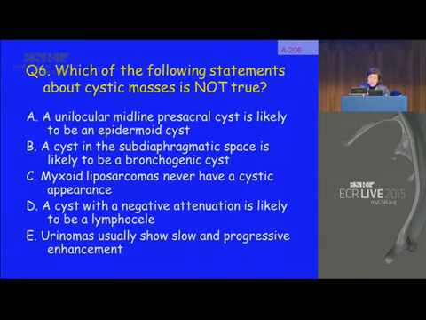We move now to cystic masses. Which of the following statements is not true? A, a unilocular midline presacral cyst is likely to be an epidermoid cyst. B, a cyst in the subdiaphragmatic space is likely to be a bronchogenic cyst. C, myxoid liposarcomas never have a cystic appearance. D, a cyst with a negative attenuation is likely to be a lymphocele. And E, urinomas usually show slow and progressive enhancement. Please vote.